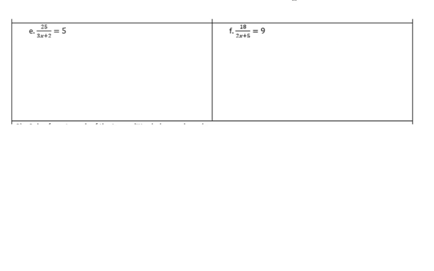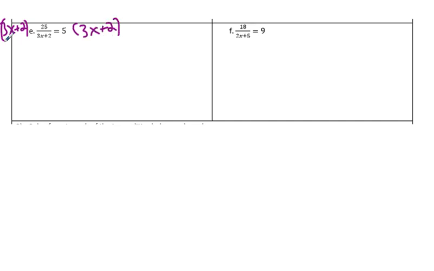Okay, numbers 1e and 1f both have x's in the denominator. When you have x's in the denominator, you want to cancel them out by multiplying by the expression in the denominator. So for example, the expression in this denominator is 3x plus 2. So we're going to multiply both sides of the equal sign by 3x plus 2, and this side by 3x plus 2.